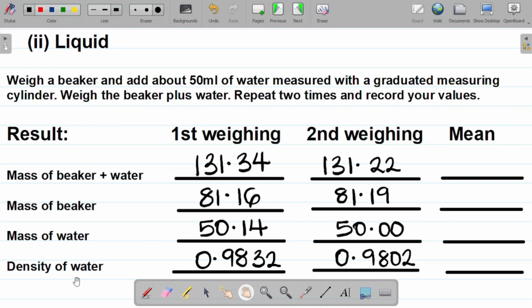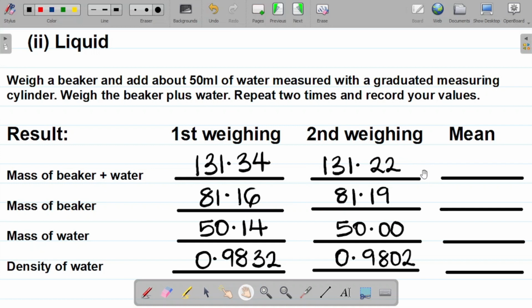In this case, the density of water. Now this one says weigh a beaker and add about 50 milliliter of water measured with a graduated measuring cylinder. Weigh the beaker plus water, repeat two times and record your values. All right, so results: I have my first weighing, my second weighing, and I'm to get the mean. I have all of these values here. I am stressing again, please: if your values are not exactly these, do not alter your values. Use your values, but just follow the same process as I'm doing here.